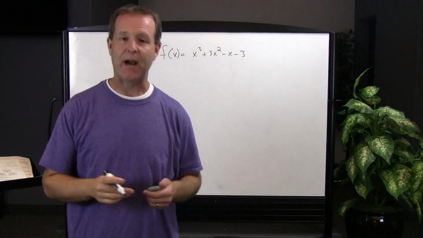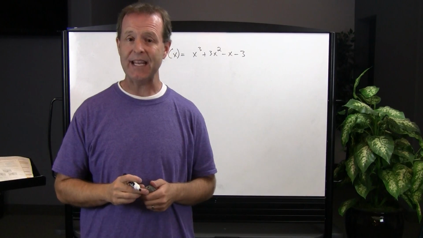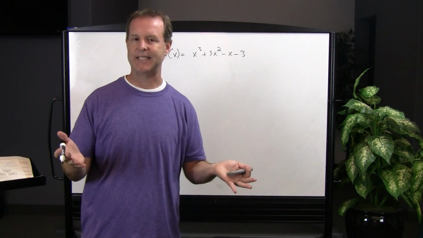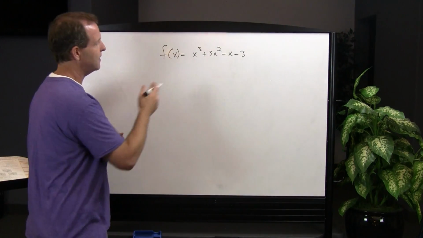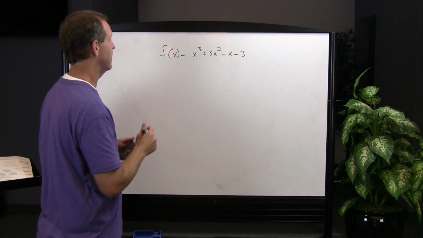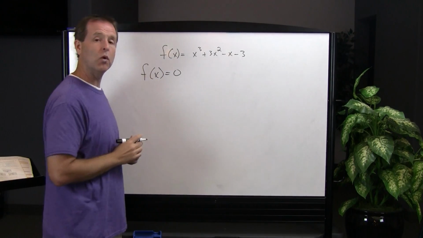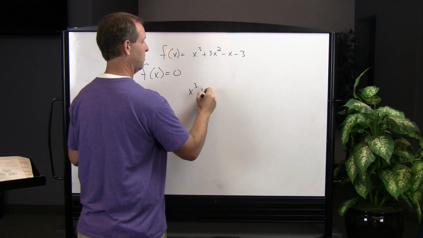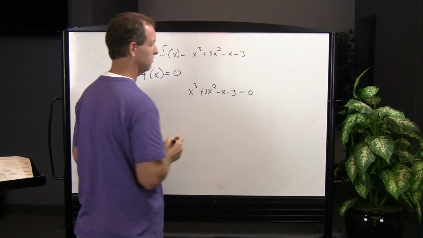The next part of trying to graph some polynomial functions, after we understand their end behavior, is to find out, does this function cross the x-axis? And if so, how many times? So looking at this particular function, to know where it crosses the x-axis, we're basically asking ourselves, where does f of x equal 0? So let's find out. x cubed plus 3x squared minus x minus 3 equals 0.